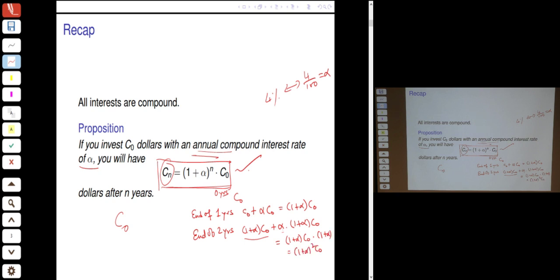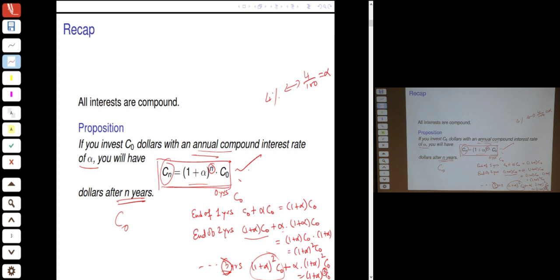And now you get the pattern. So at the end of 3 years, you started the third year with (1 plus alpha) squared times C0, and your interest for the third year will be alpha times this initial amount. So this is alpha times (1 plus alpha) squared C0, and you can simplify this as (1 plus alpha) cubed C0, and so on. So at the end of 3 years, you have (1 plus alpha) cubed, power of 3. So at the end of n years, you have (1 plus alpha) to the power of n times C0. Okay, so that was the basic idea, and you just use and reuse this idea in various contexts.